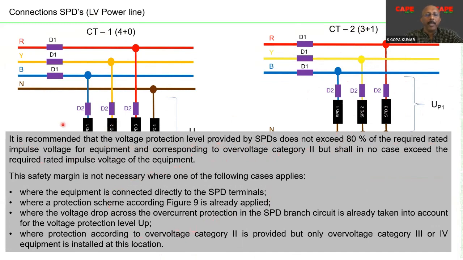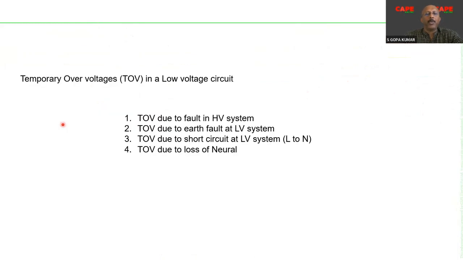So basically, the current rating of the SPD is selected based on various parameters. The voltage rating of the SPD is also selected based on various parameters. So in a larger industrial installation, selecting and erecting SPD is an engineer's job. The person or the company who is doing it has to be really technically qualified to do it.